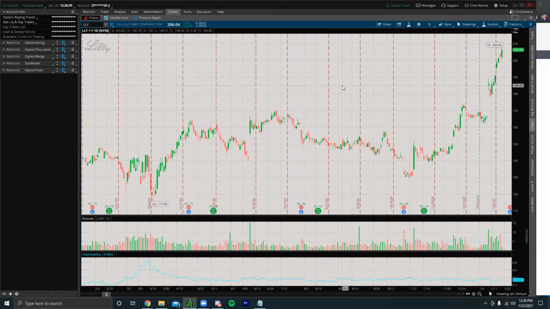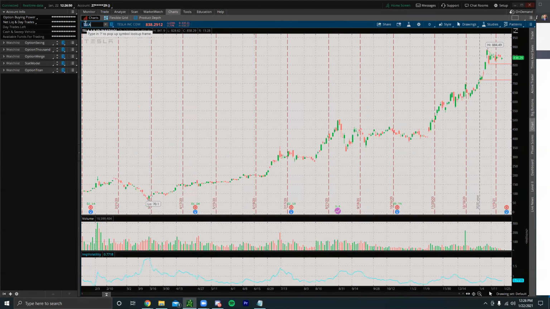Maybe the owners think that LLY is too high right now and they want to sell off some shares, kind of like how Tesla did a share offering. Was it a couple weeks ago? I think like a couple weeks ago when the stock just exploded.